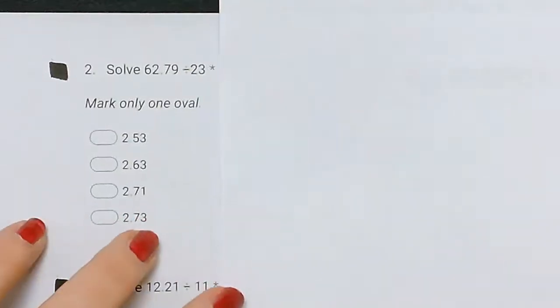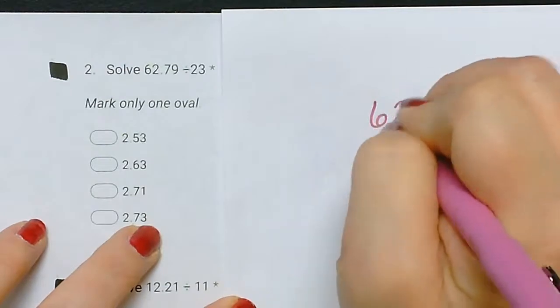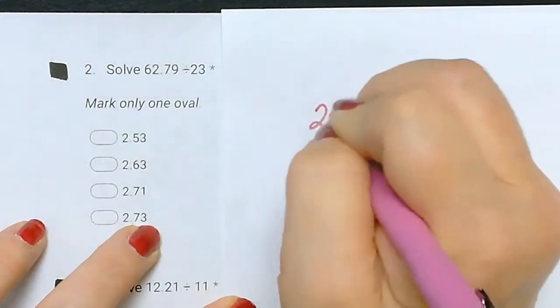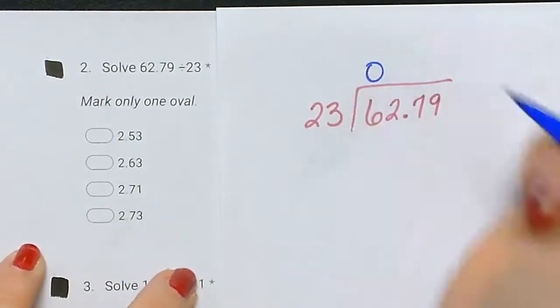Question 2 says to solve 62 and 79 hundredths divided by 23. So I'm going to set up my division problem like this. 23 is the divisor. And I need to start with how many times 23 can be divided into 6. Well, that's going to be a 0.